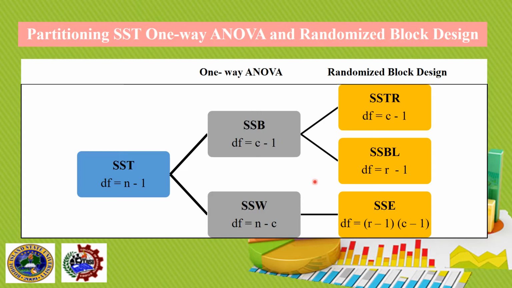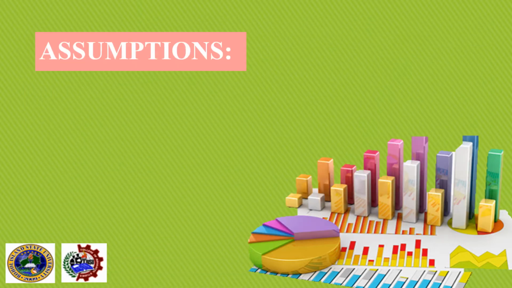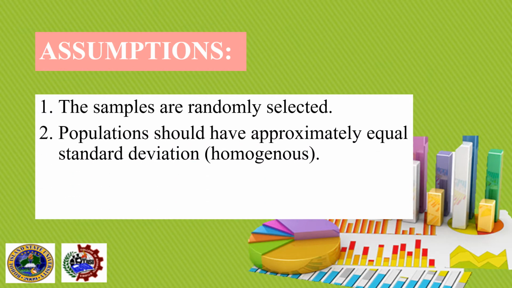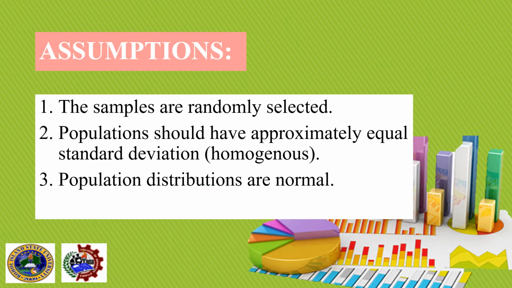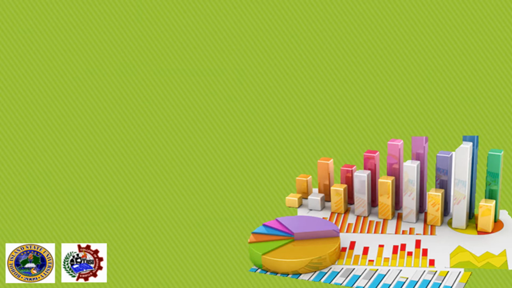So in the randomized block design, we have the following assumptions. First, the samples are randomly selected. Second, the populations should have approximately equal standard deviation, that is, they are homogeneous. Third, the population distributions are normal. And fourth, population covariances are equal.